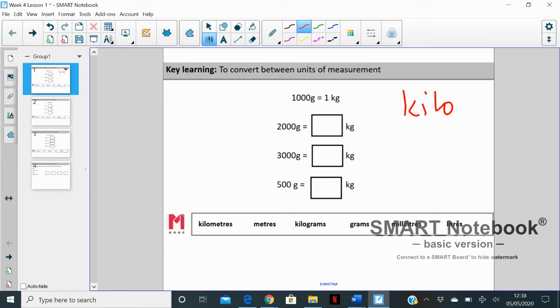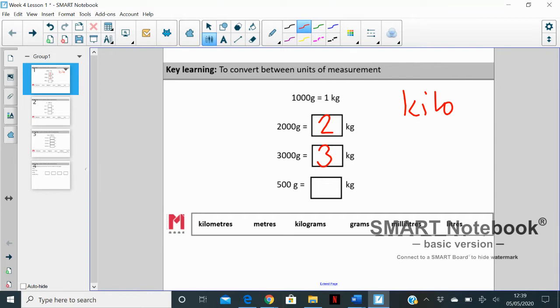So if I've got 2,000 grams, that means I have got 2 kilograms. If I have got 3,000 grams, how many kilograms have I got? That's right, 3 kilograms. What about if I have 500 grams? I want you to pause the video and take a second to have a think. If I've got 500 grams, how many kilograms do I have?